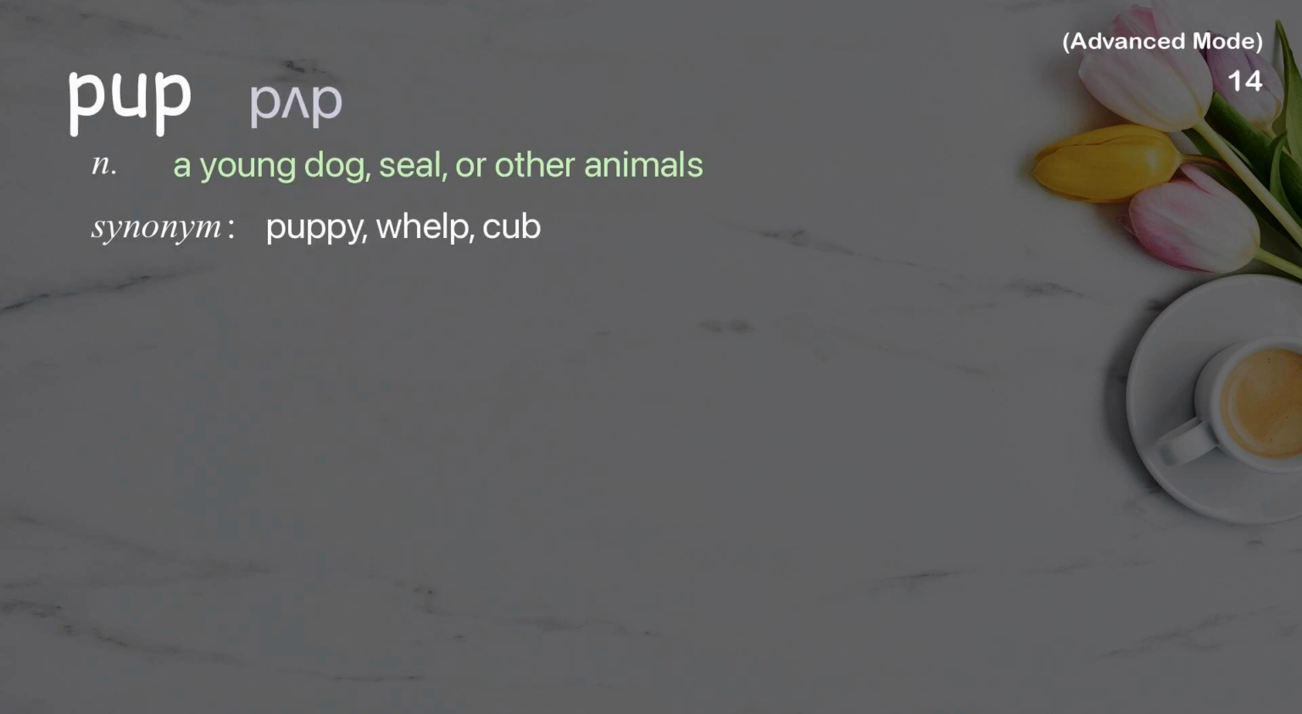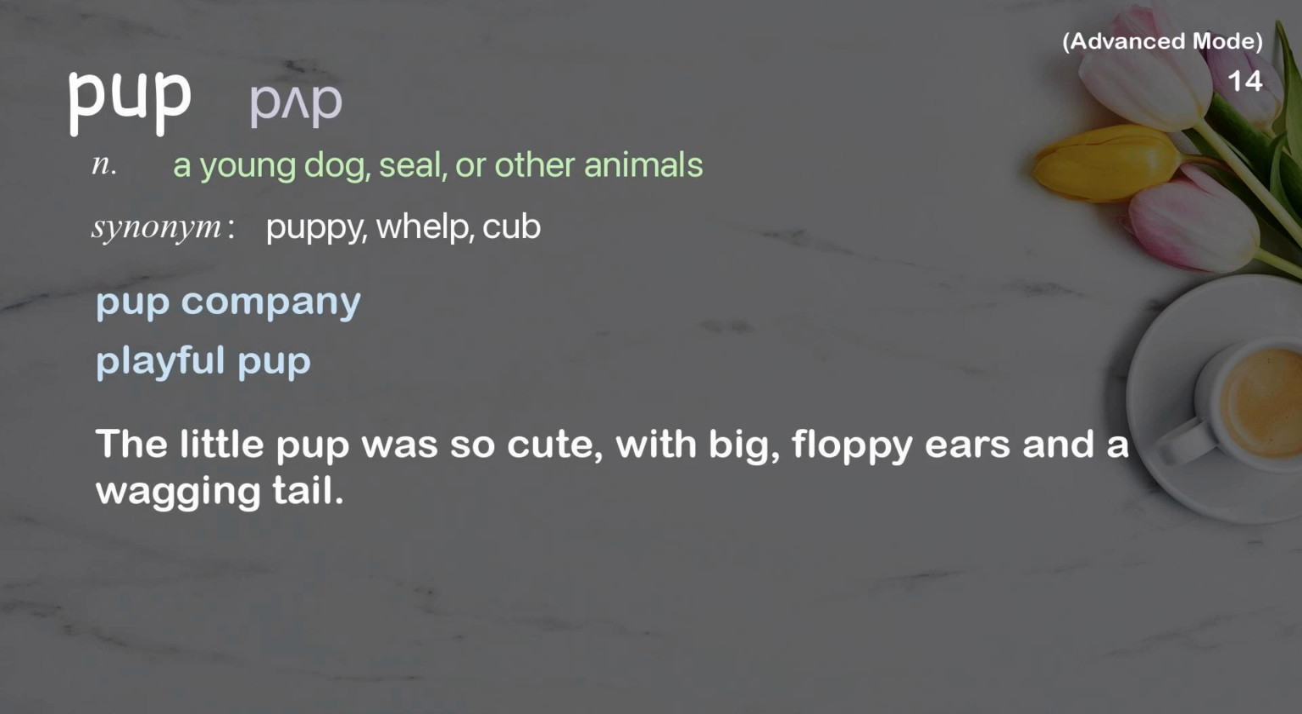Pup. A young dog, seal, or other animals. Examples: Pup company. Playful pup. The little pup was so cute, with big, floppy ears and a wagging tail.